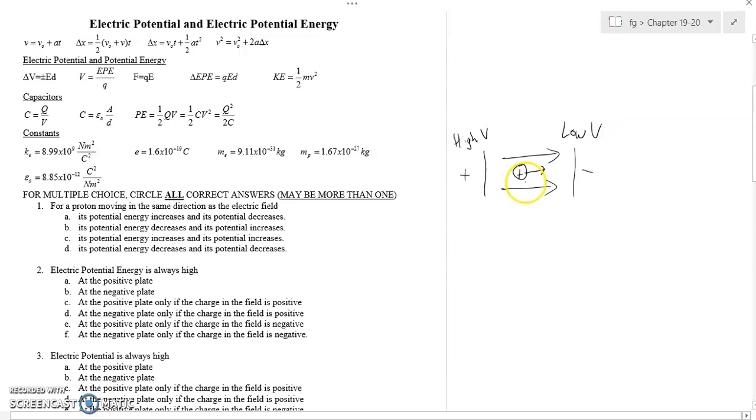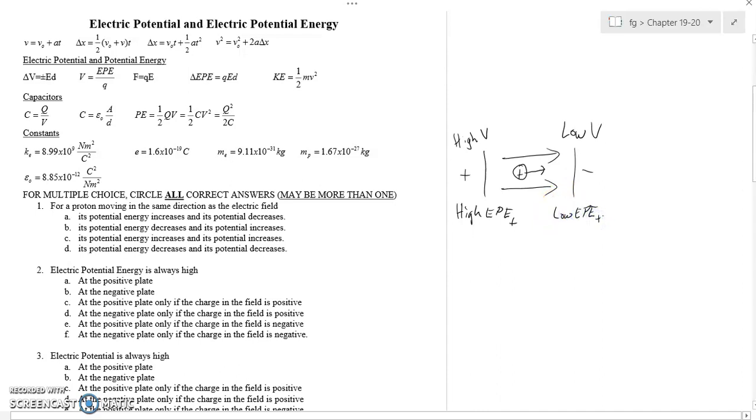Now for potential energy, it matters what the charge is. The positive charge doesn't want to be at the positive plate. It really wants to spring away from that, so it's got a lot of potential energy, a lot of stored energy right there. So at the positive side, we're going to have high electric potential energy for a positive charge. And then on the negative side, once the positive charge gets here, it's like a ball on the ground. It's going to sit there. It's going to have very low potential energy here.